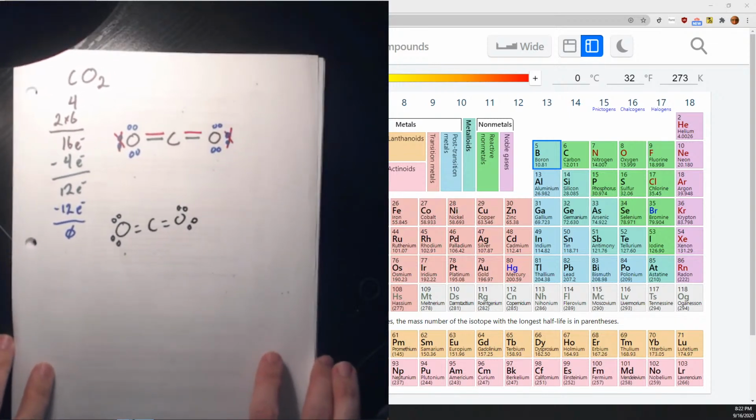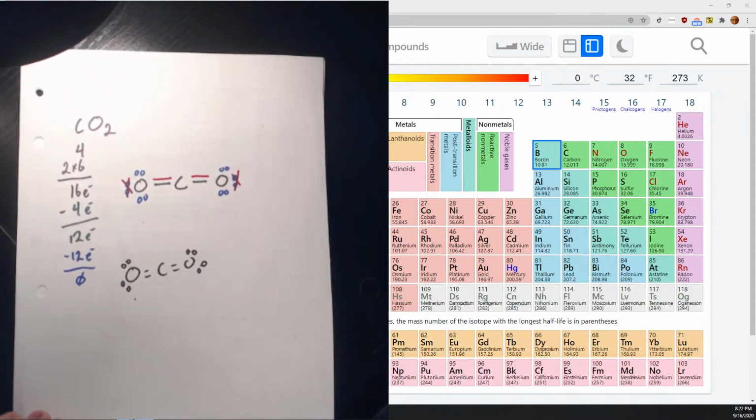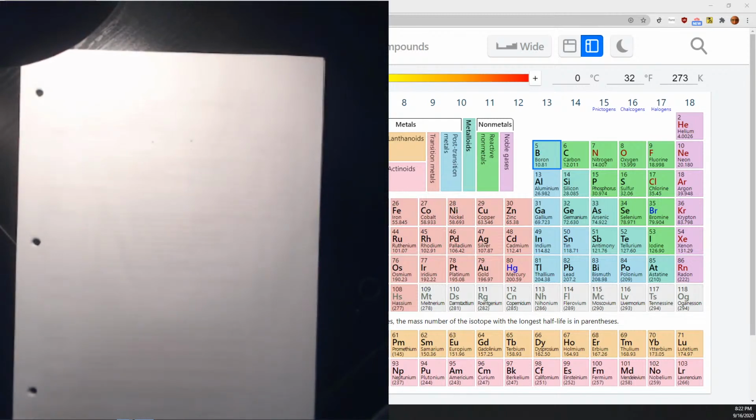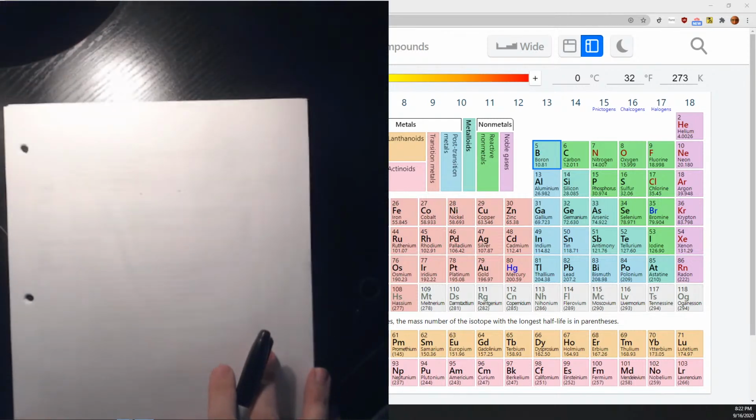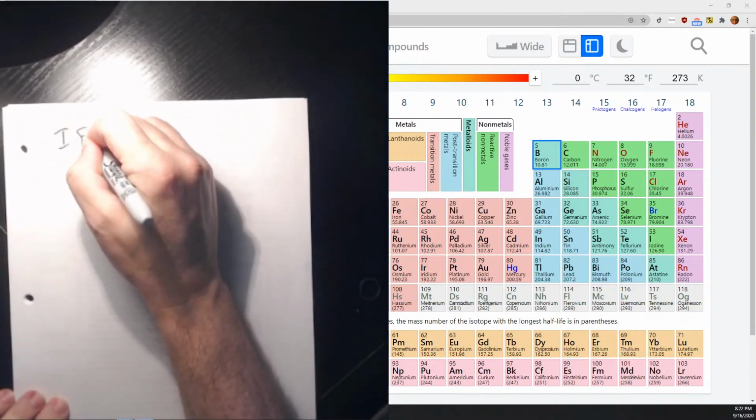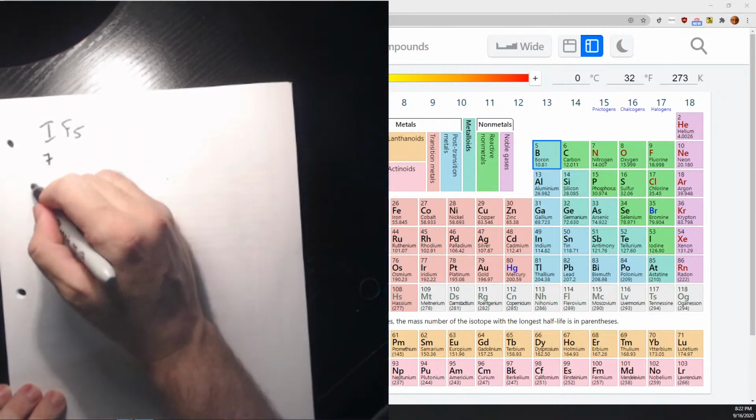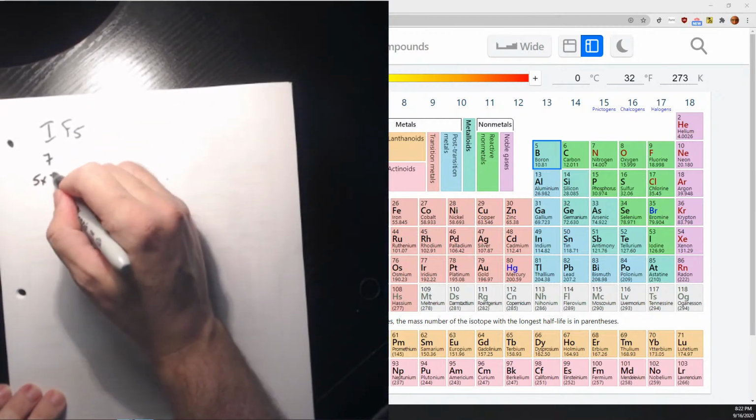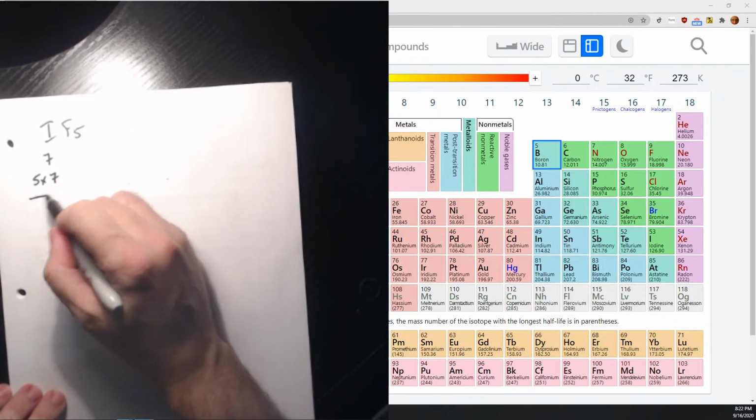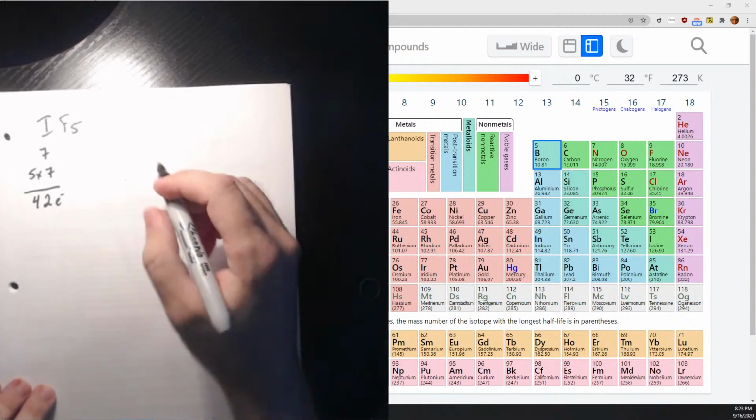Now, let's go ahead and explore another exception to the octet rule by doing iodine pentafluoride, IF5. Iodine gives us 7. There are 5 fluorines giving us 7 each. So we have a total of 42 electrons.